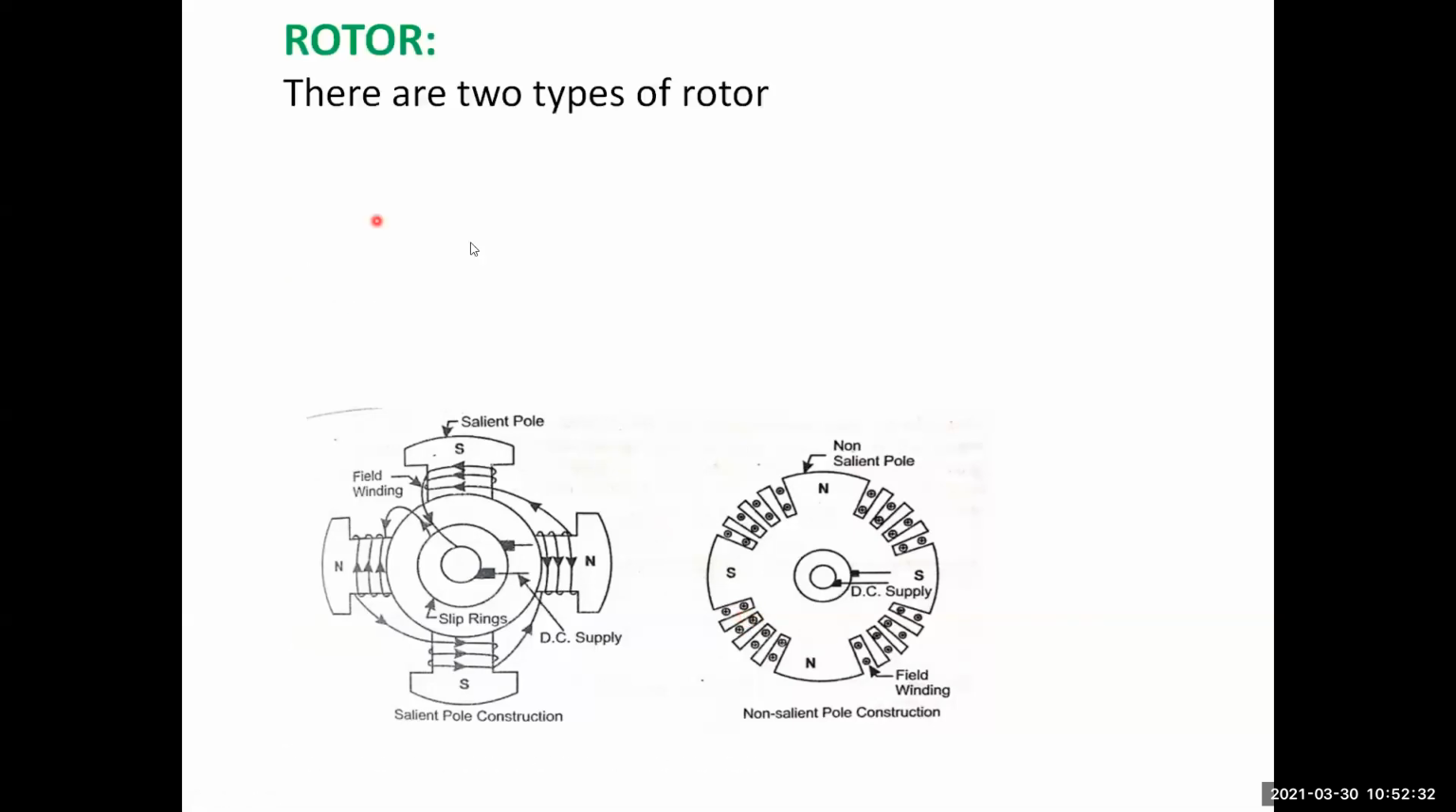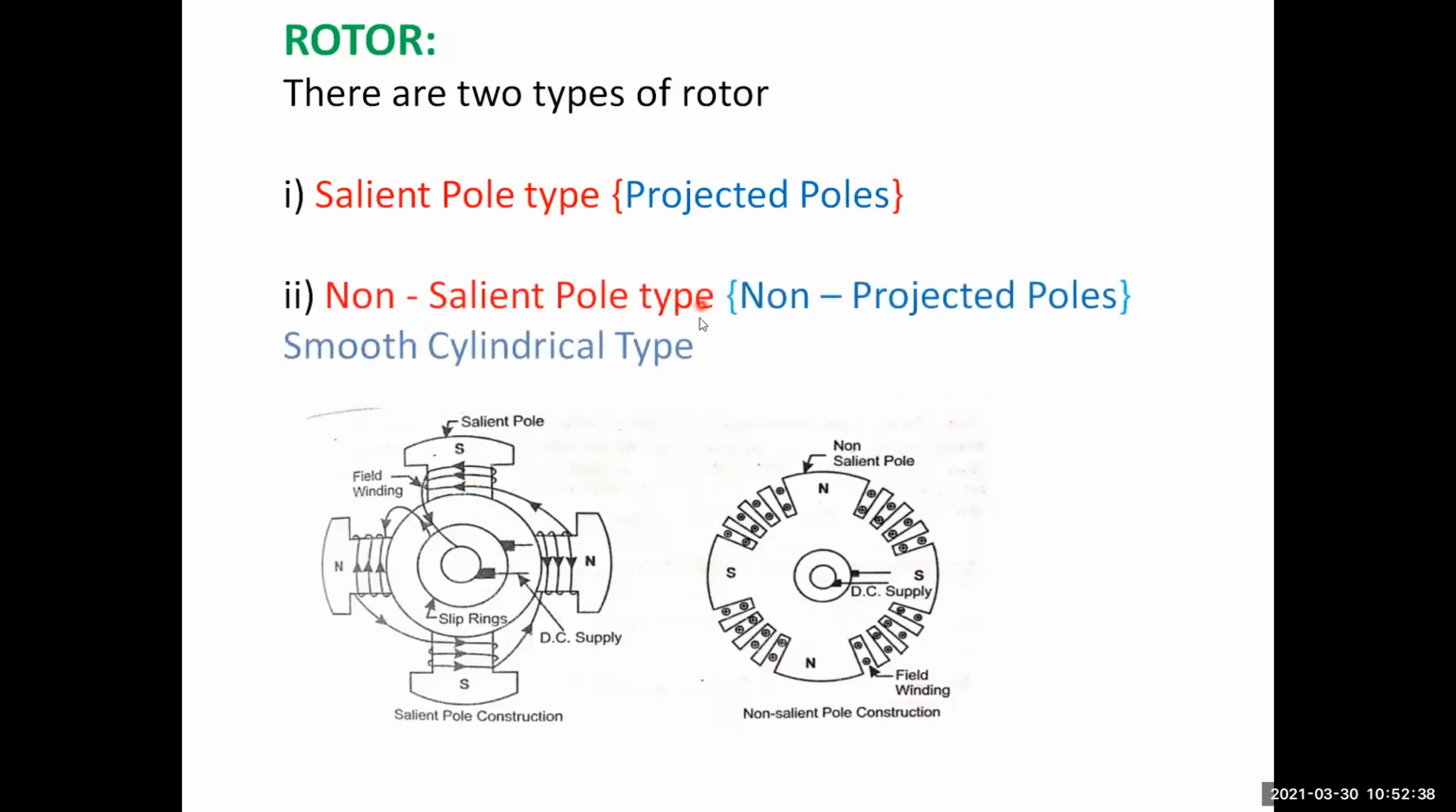There are two types of rotors. The first one is the salient pole, also called the projected pole, and the second is the non-salient pole, or non-projected pole, which is a smooth cylindrical rotor. The speed of non-salient pole rotors is very high compared to salient pole rotors. The speed of the salient pole rotor is very low, because a larger number of poles are used in the rotor.